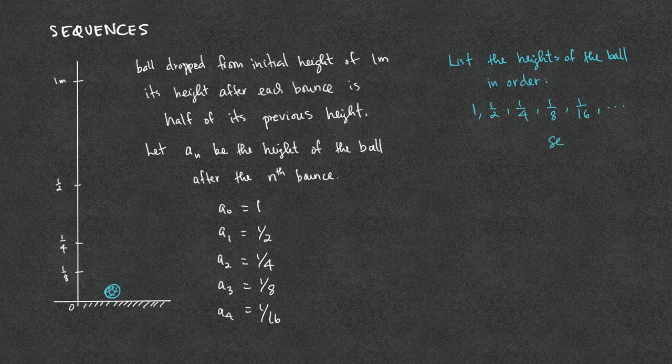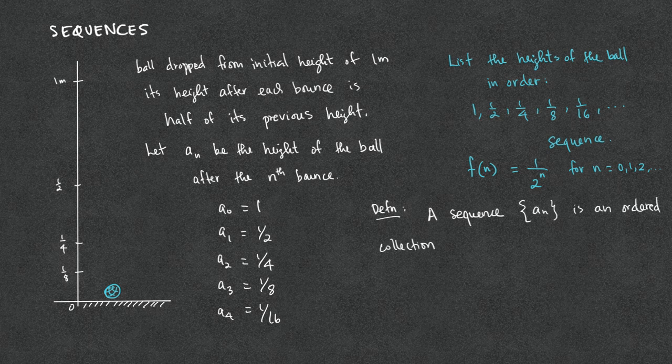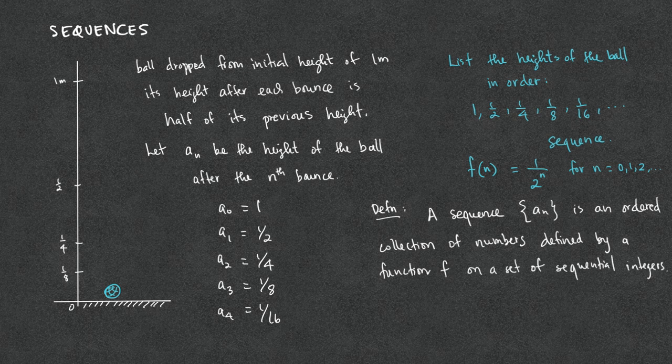This is called a sequence. Note that there is a pattern to these numbers. They can be represented by a function f of n equals 1/2 to the n for n equals 0, 1, 2, and so on. And so a sequence is an ordered collection of numbers or objects. They're defined by a function f on a set of sequential integers.